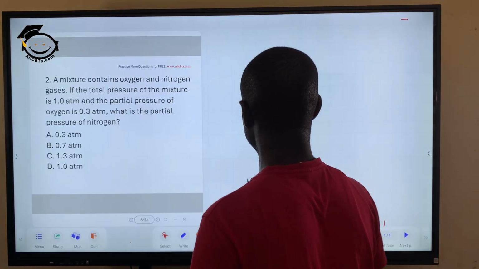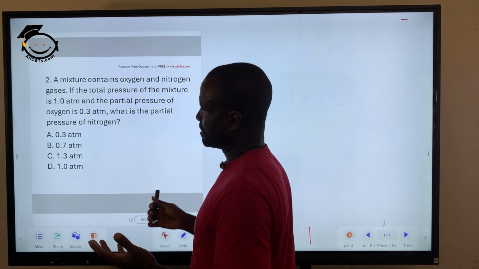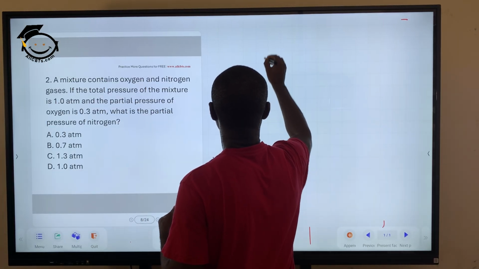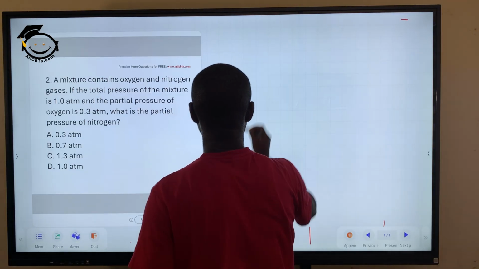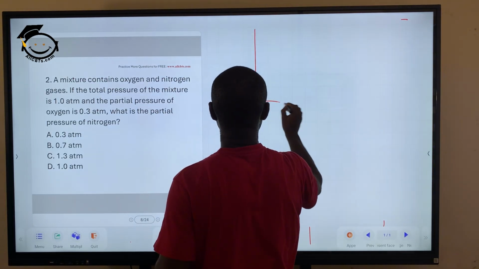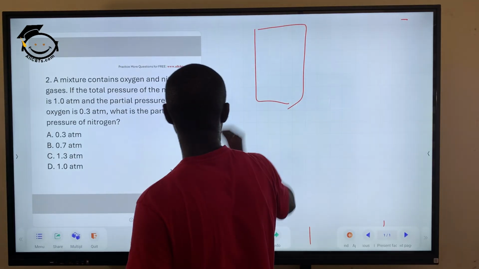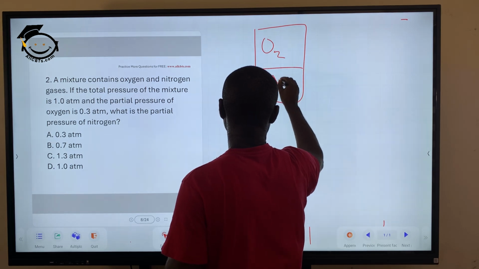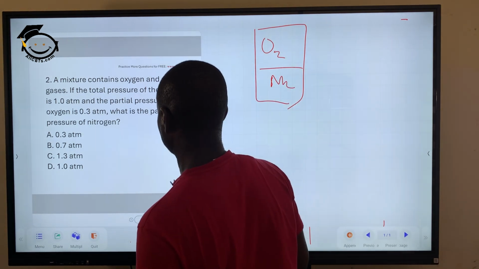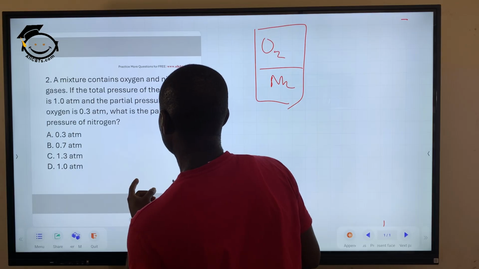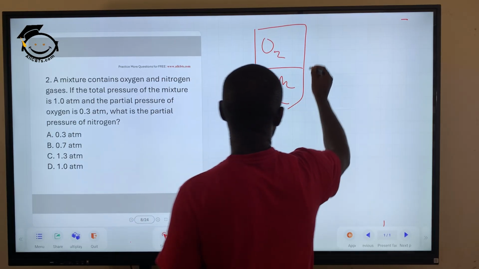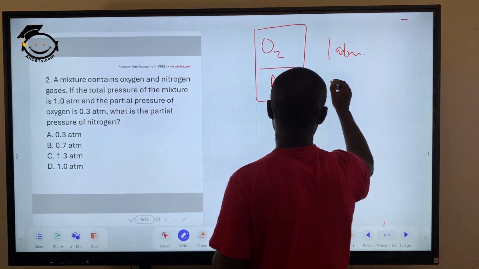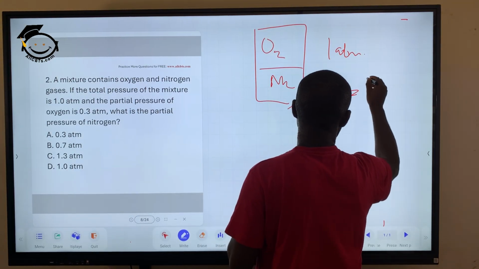According to Dalton, when we have a combination of gases in this container, what are the gases? Oxygen and nitrogen. Each of them exerts a pressure, you know. The total pressure here in this container is 1 atm. That's the total pressure, that is PT, 1 atm.